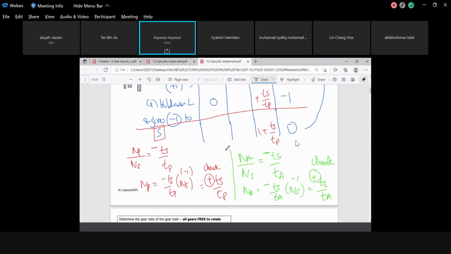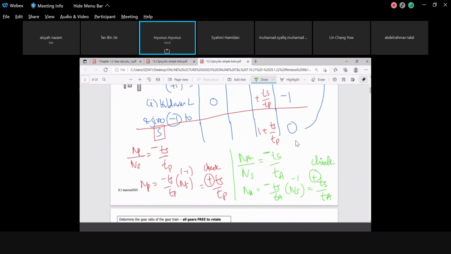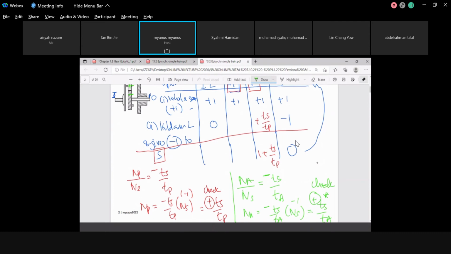How do you check? You go back to the figure. Okay, S is negative 1, negative. P will be positive. A will be positive. Isn't it? Correct or not? Correct. You understand now, class? Then you put it there: TS by TA, positive. 1 plus TS by TA.